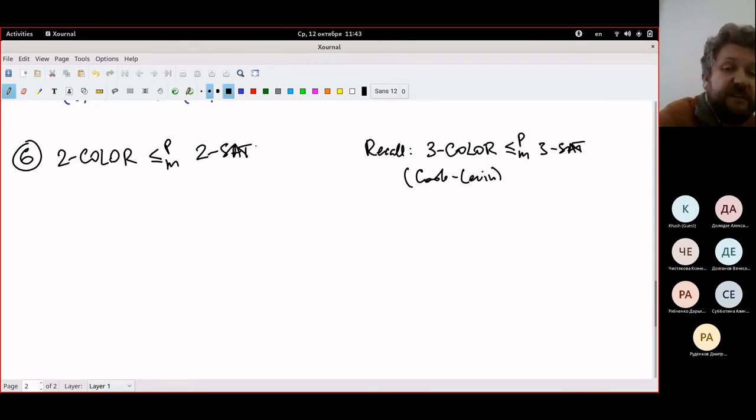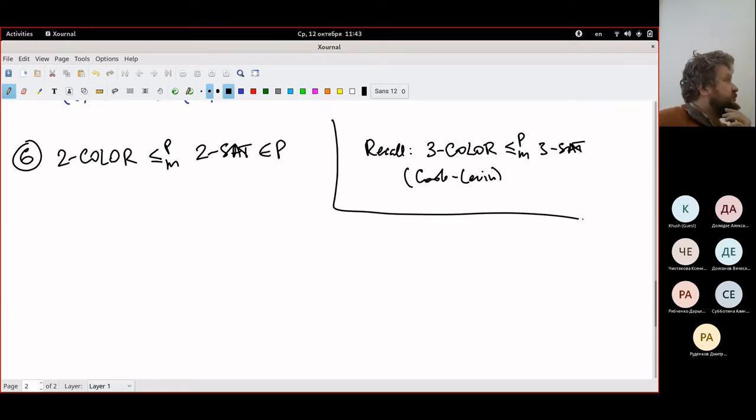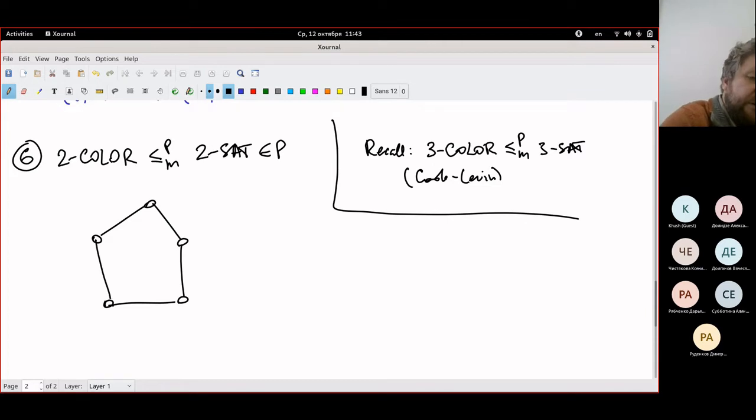But here, we know that this belongs to P, and this will give you a polynomial algorithm for checking that 2-colorability belongs to P. So what is 2-colorability? 2-color means that you have a graph and you ask whether you can color it in 2 colors such that any edge has different colors. For example, the colors are green and blue and yellow. We try to color this in blue, then these two are going to be yellow. This is going to be blue. And here we fail because this is our color, right? So this graph is not two colorable. Actually, such graphs are also called bipartite.